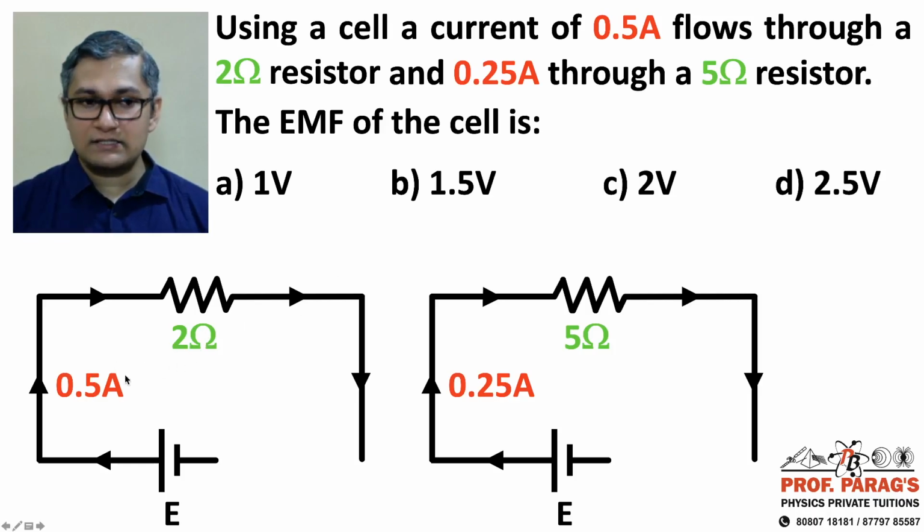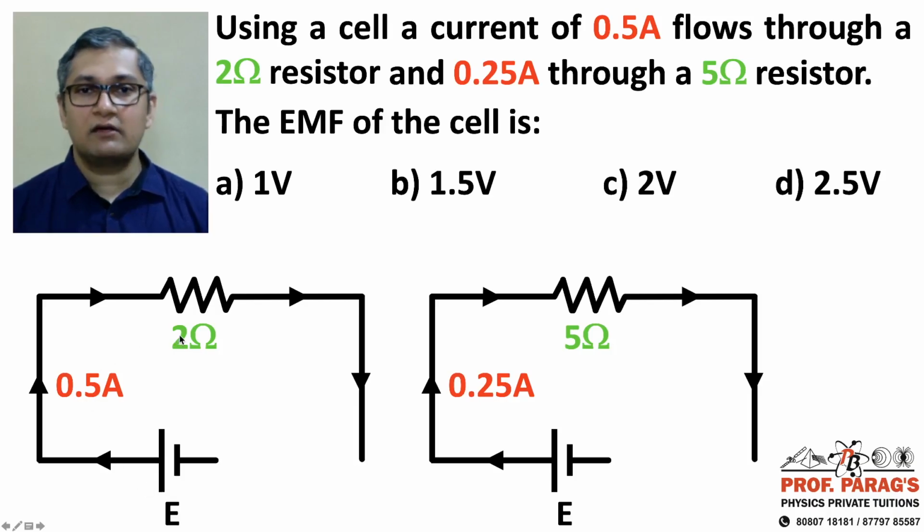Because I know resistance and current, I can find the voltage across this external resistance. Voltage is Ohm's law, current into resistance. So 0.5 into 2 is 1 volt. If I don't assume any internal resistance, that means a 1 volt cell is being given to my load.